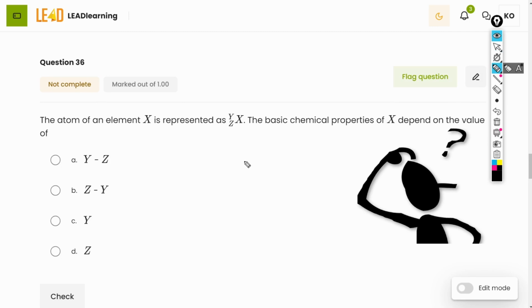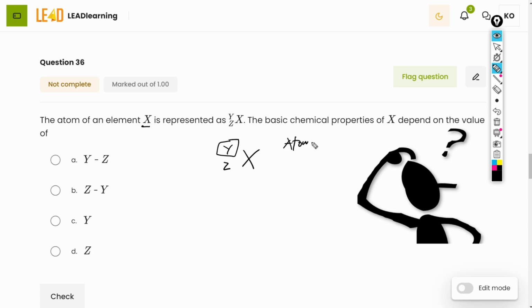Question 36. The atom of an element X is represented as X with Y and Z. The basic chemical properties of X depend on the value... Now, let's start with Y. Y represents the atomic mass.